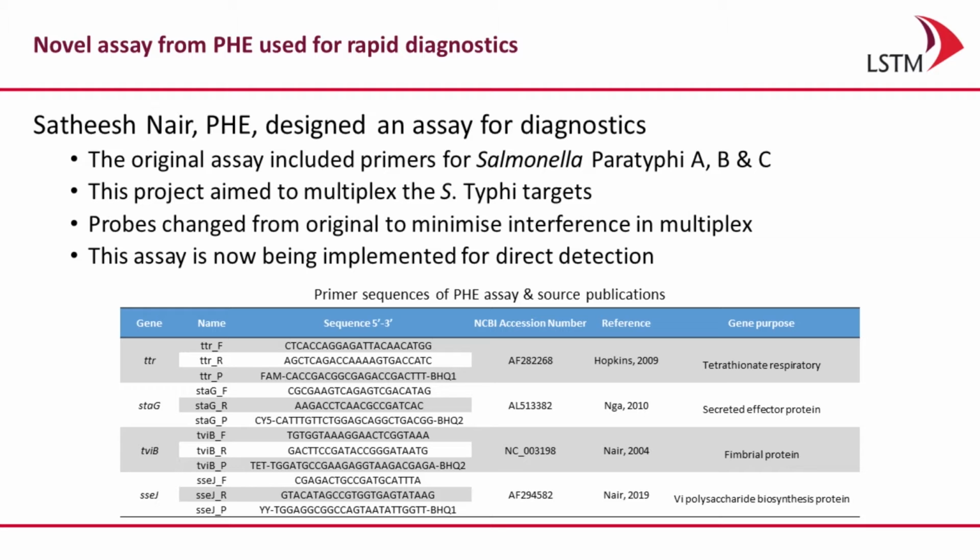TTR, a pan-salmonella target found in both species of Salmonella. STAG, this target is commonly used for S. typhi detection but has been shown to be less specific when tested by in silico PCR. TVIB, this target is less sensitive than STAG but is only present in S. typhi and S. paratyphi C, therefore far more specific. SSEJ, this target is used to distinguish between S. typhi and S. paratyphi C, however is absent in S. typhi and therefore only useful when screening isolates.